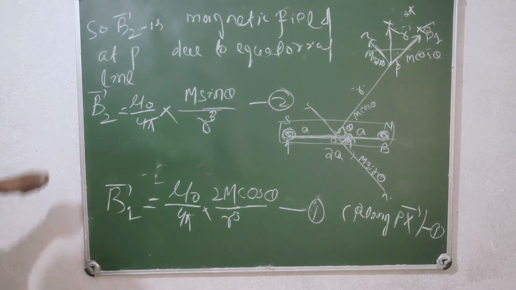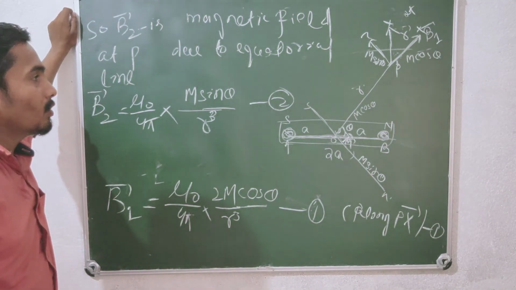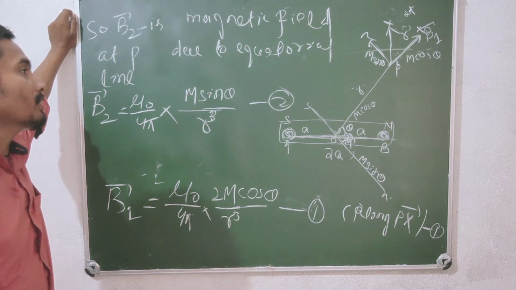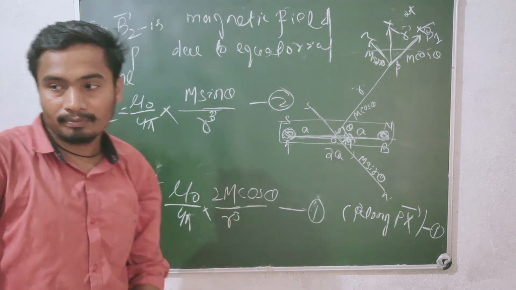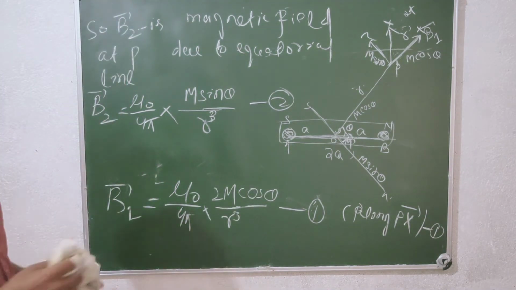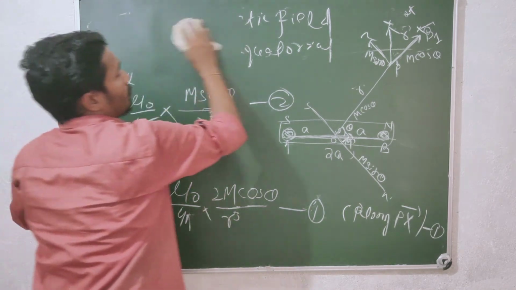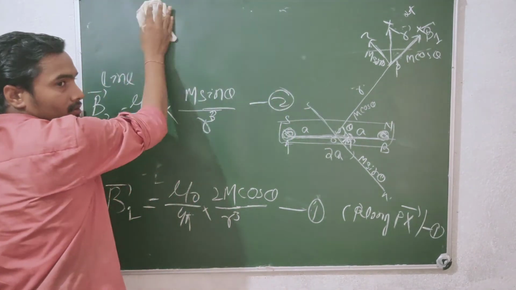Now we have to find the net magnetic field. So we have to apply the formula of parallelogram law. Now remove the figure. Note down all these notes from the blackboard. I will remove it.